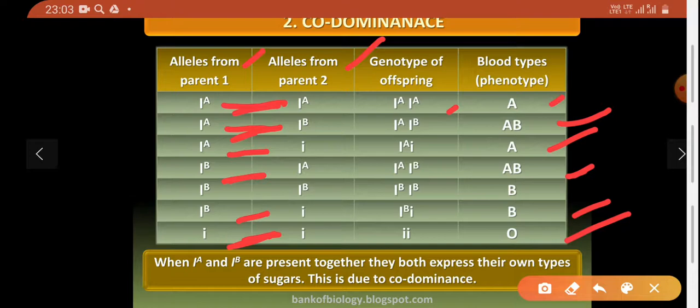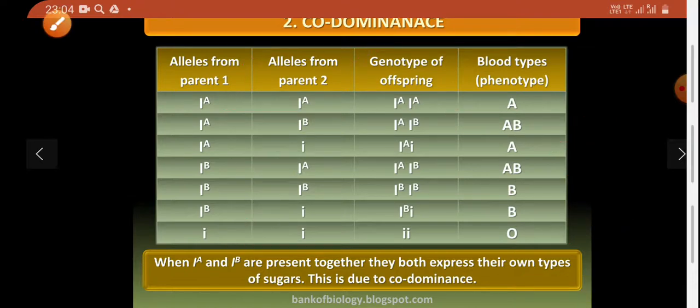When IA and IB are present together, they both express their own types of sugar. This is due to codominance.